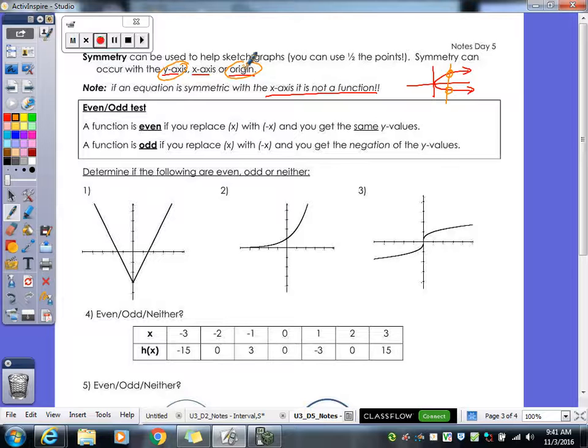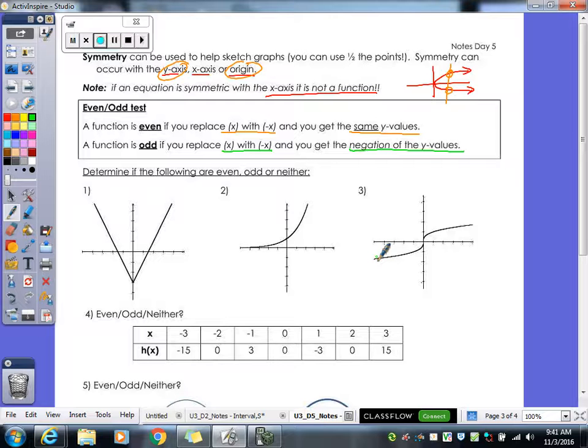So some ways to test for an even or odd function: if you replace x with -x and you get the same exact y values, your function is even. For an odd function, if you replace x with -x and you get the negation of your y values, like instead of a 1 you get -1, instead of a 5 you get -5, that means it's an odd function.